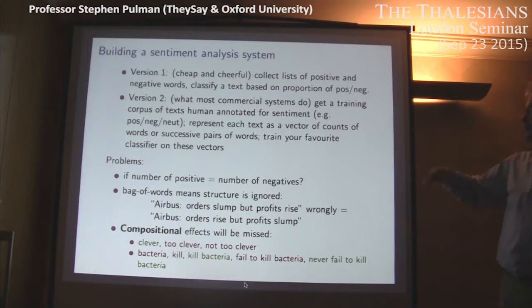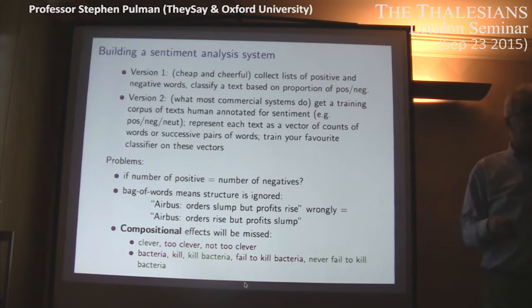The better thing is to do what most commercial systems do. You get a training corpus which has been annotated for sentiment, and you can either get people to do it, or one trick that people often use is to harvest reviews from review sites, especially those with a star system, and you assume that the 5-star reviews are positive and the 1-star reviews are negative, so that gives you a kind of automatic labelling of the data. It's not foolproof, but it's a good one to get started with.